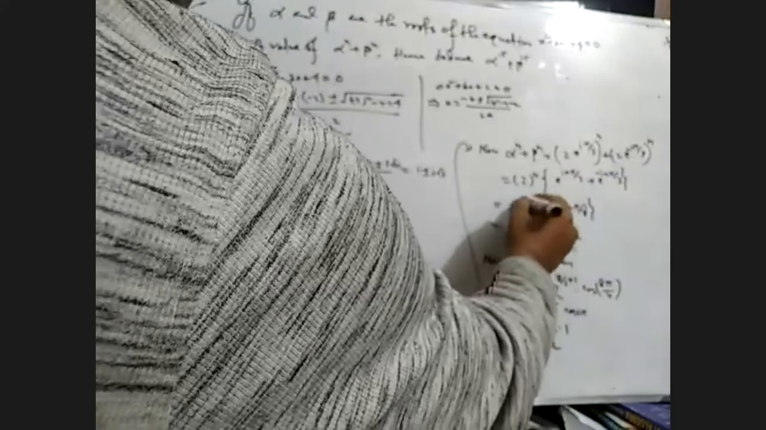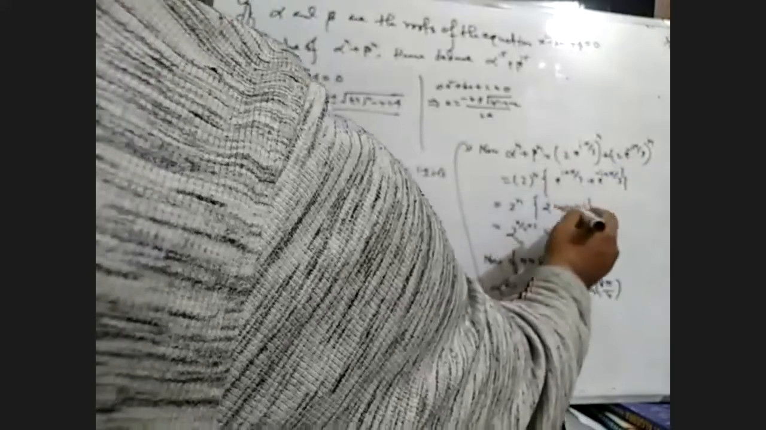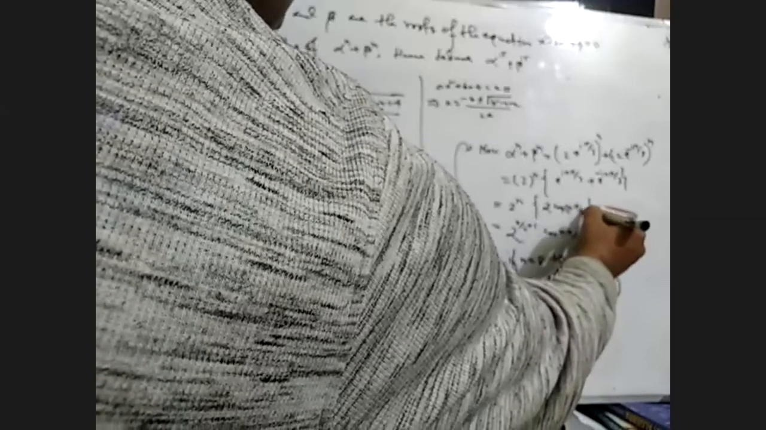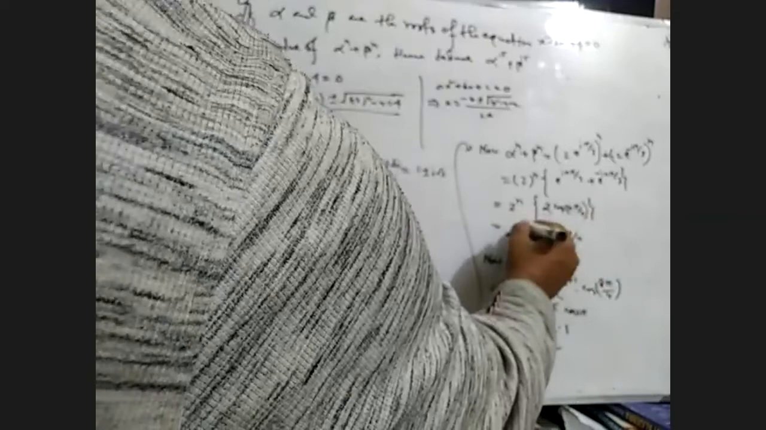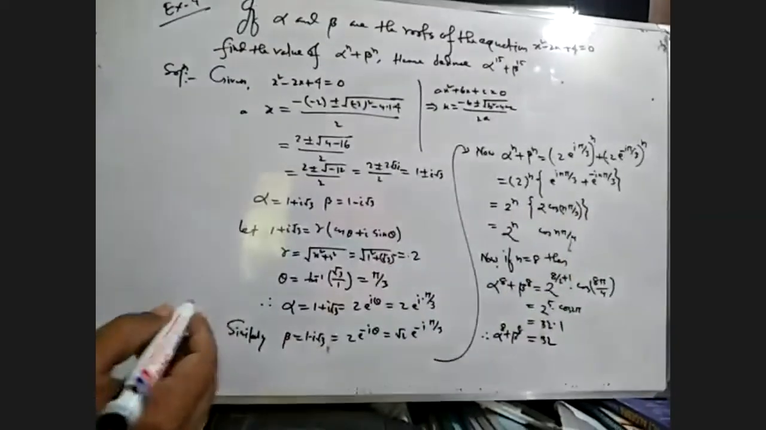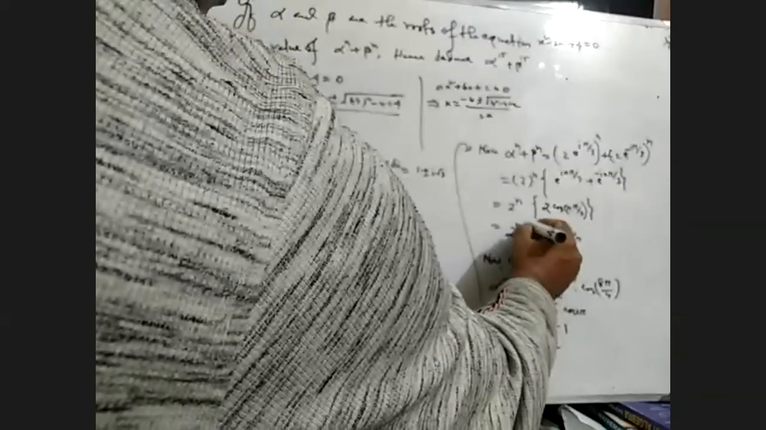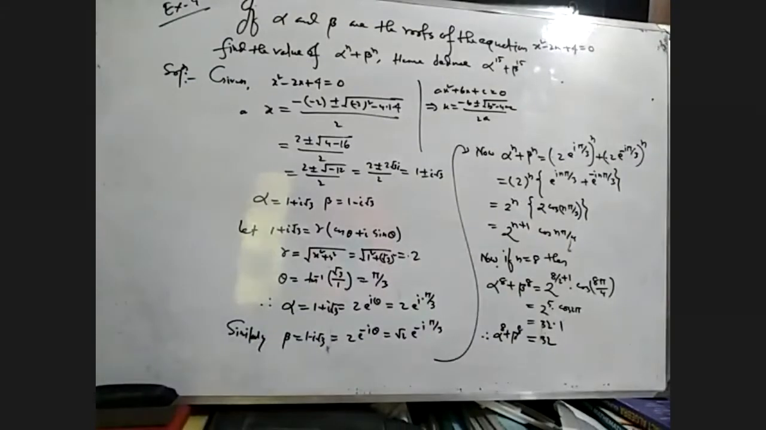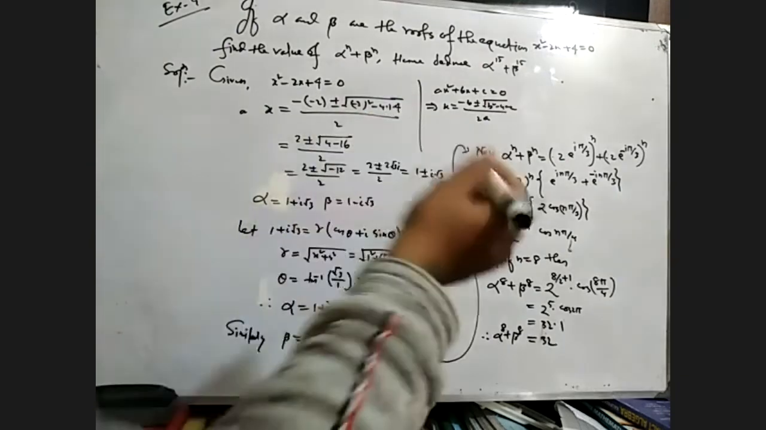So 2 to the power n will be common, and here we get cos n pi by 3. So alpha to the power n plus beta to the power n will be 2 to the power n plus 1 cos n pi by 3.